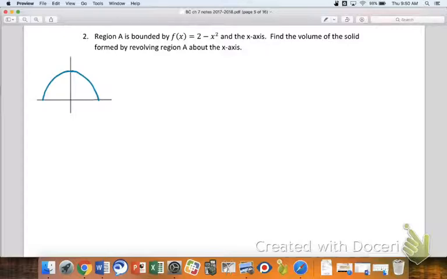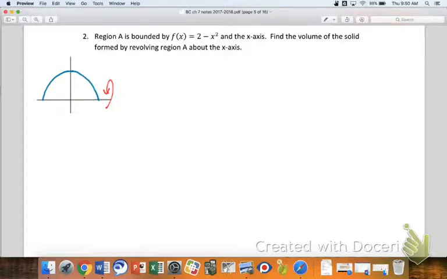So this is a little bit of foreshadowing, but if you think about this and you visualize what would happen if you did do this, wouldn't the resulting solid truly be a solid? There would be no holes, no concavities in it. Wouldn't it sort of look like a football? And so because there are no holes in the resulting solid, we would use the disk method.